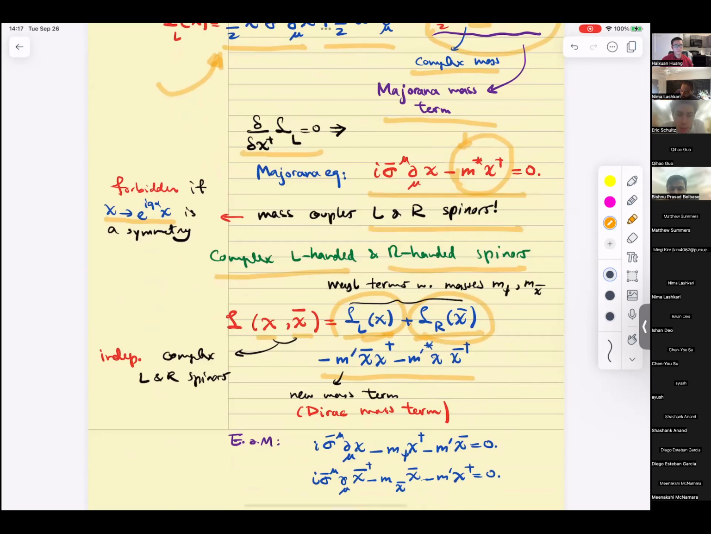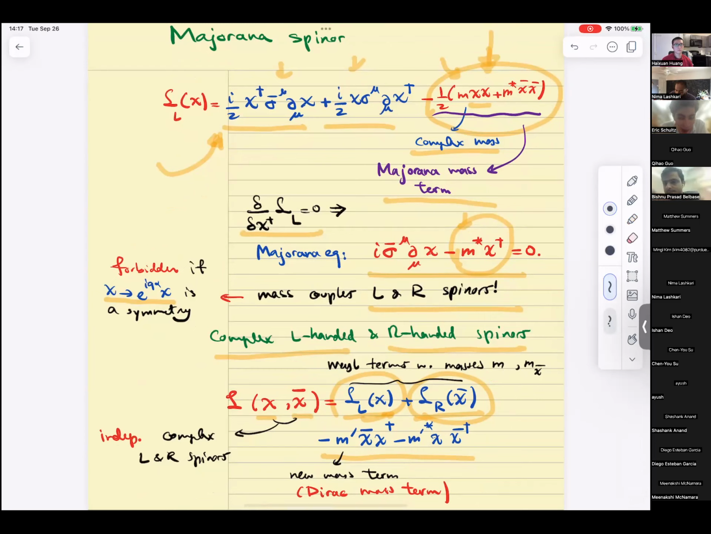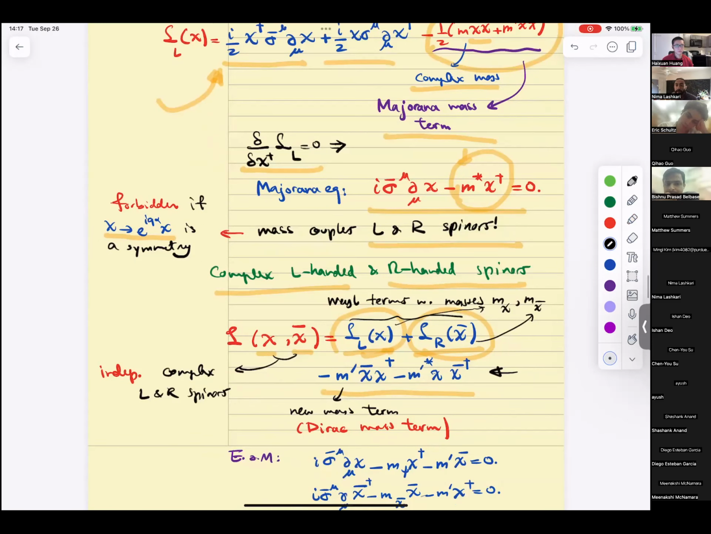The first term has a complex mass, m chi, and the second term has m chi bar. These are the Majorana mass terms that I said are forbidden if you have some sort of U1 symmetry. But you could write down another term if you have two of these Majorana modes that couples them. This is a brand new mass term that's allowed. It's m prime, called a Dirac mass.